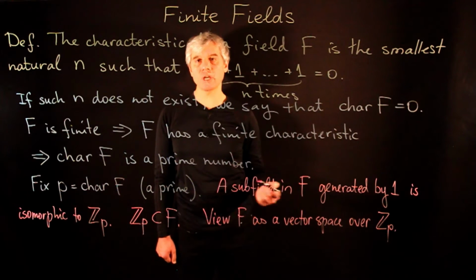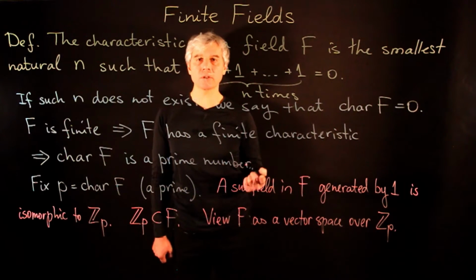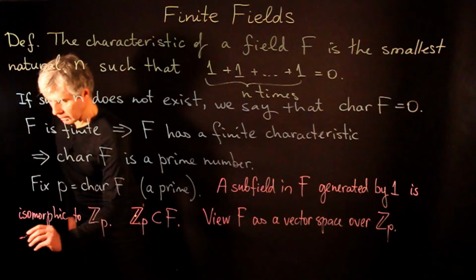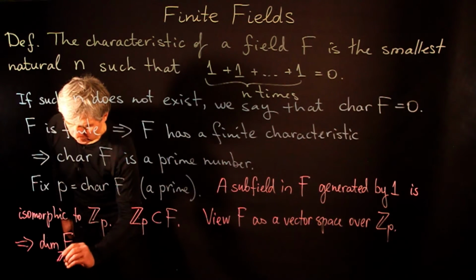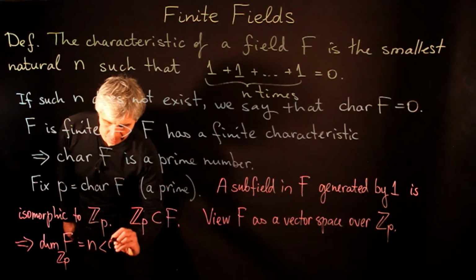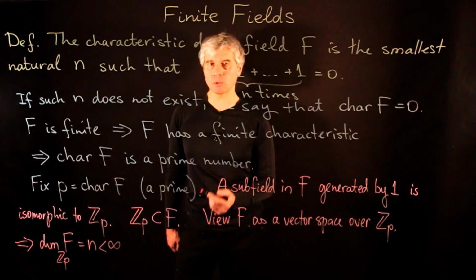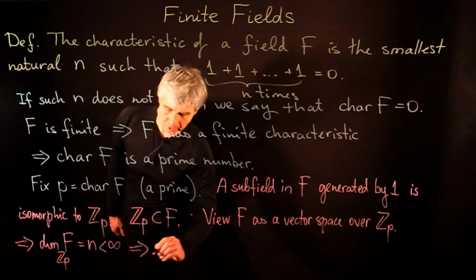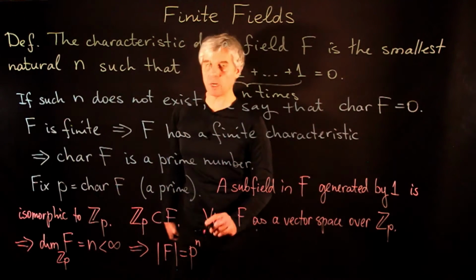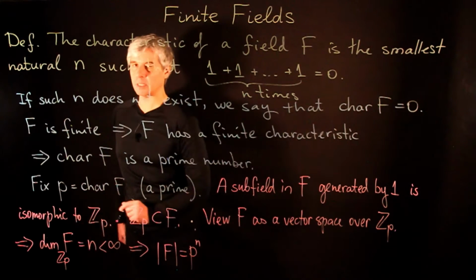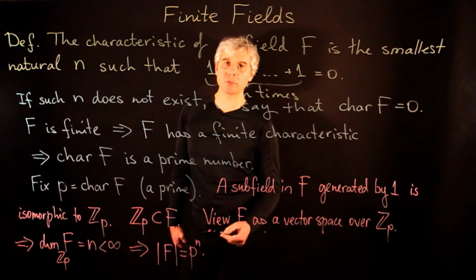This is a special case of a general situation. If we have a field with a subfield, then the larger field may be viewed as a vector space over the smaller field. And since our field is finite, the dimension of F as a vector space over Zp is a finite number. But we can easily count the number of elements in an n-dimensional vector space over Zp. And from here, we conclude that the number of elements in F is a power of p. It's p to the power n, where n is the dimension of F over Zp. So this tells us that the size of finite fields could only be powers of primes.